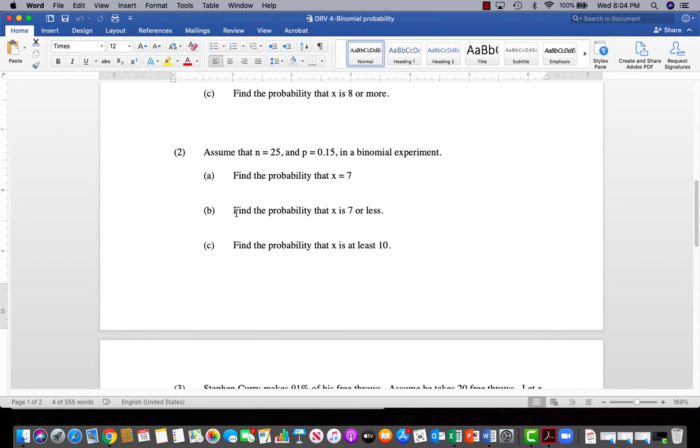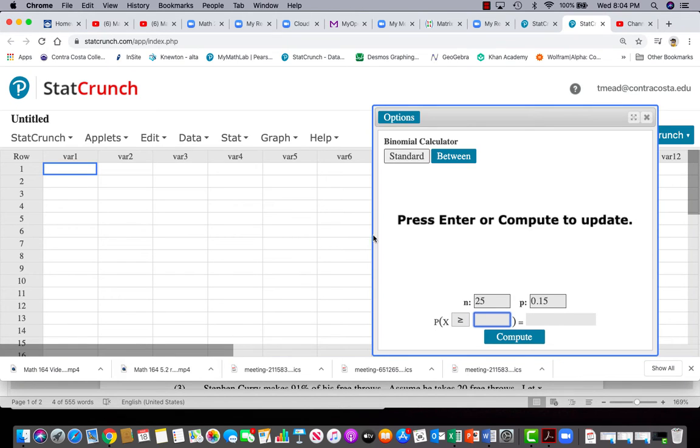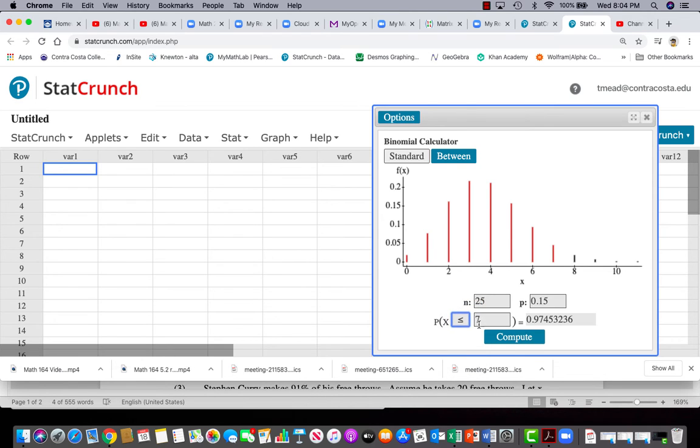Okay, the second question is find the probability that x is 7 or less. So let's check 7 or less. Come back over, we still have 25 and 0.15. I'm going to type in a 7, and 7 or less would mean less than or equal to. It could be 7, or it could be less than 7. You see there's a lot of red there, and the probability is 0.97. So it's pretty close to 1, which makes it pretty likely.